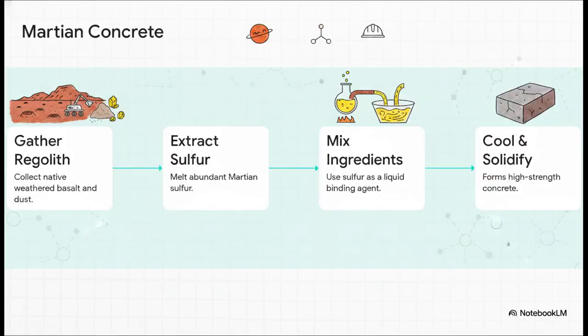But hold on, how do we actually build these massive underground cities? We can't exactly order heavy bricks and ship them from Earth, right? We have to live off the land. Check out this extraction process for Martian concrete. It's brilliant. First, we gather the native regolith, which is mostly just weathered basalt and dust. Then we extract sulfur, which is everywhere on Mars, and heat it up until it melts. By mixing that liquid sulfur directly with the regolith and letting it cool, it forms a concrete with a compressive strength that's entirely on par with what we use right here on Earth.